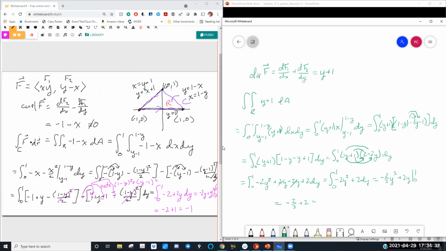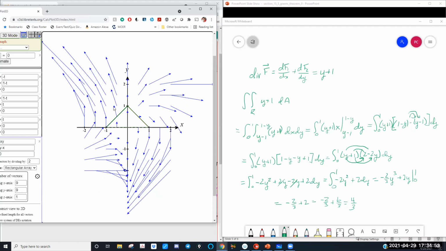So if we want to do this in thirds, we can say, okay, minus 2/3 plus 6/3, or 4/3, which is positive. Again, if we pull over our plot, we see more of the vector field going out of our region than coming in. So we were expecting a positive flux on this one. Questions about this one?